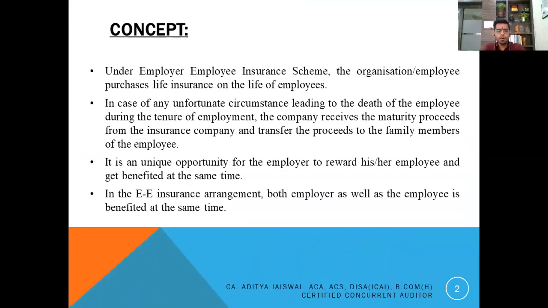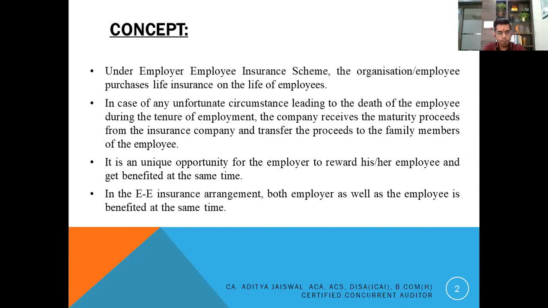Under the employer-employee insurance scheme, the organization or the employer purchases life insurance on the life of the employees. In case of any circumstances leading to the death of the employee during the tenure of employment, the company receives the proceeds from the insurance company and transfers the proceeds to the family members of the employee.